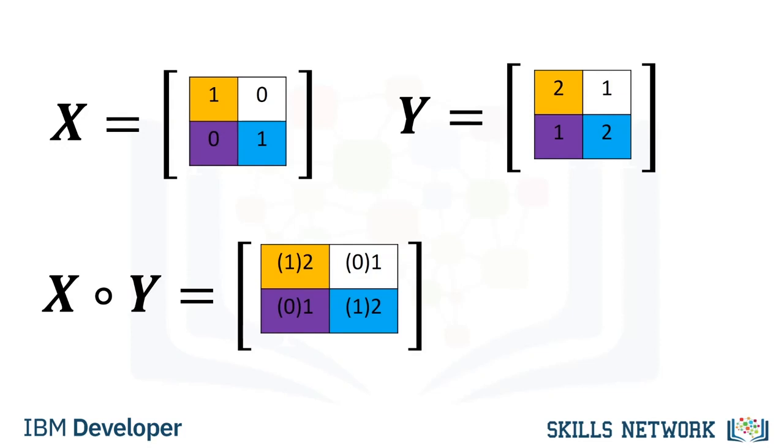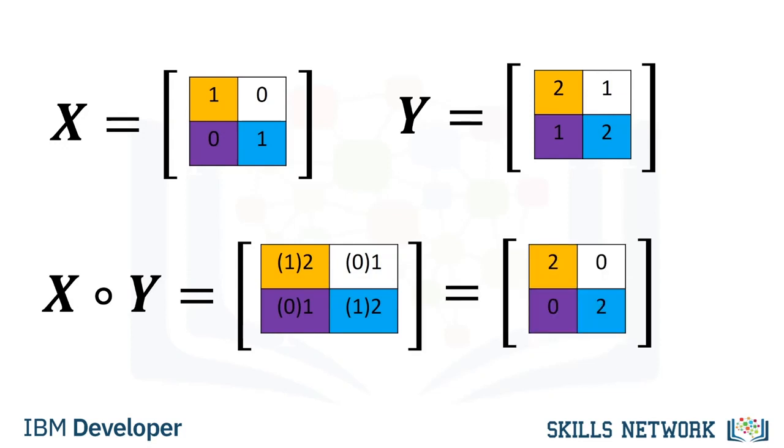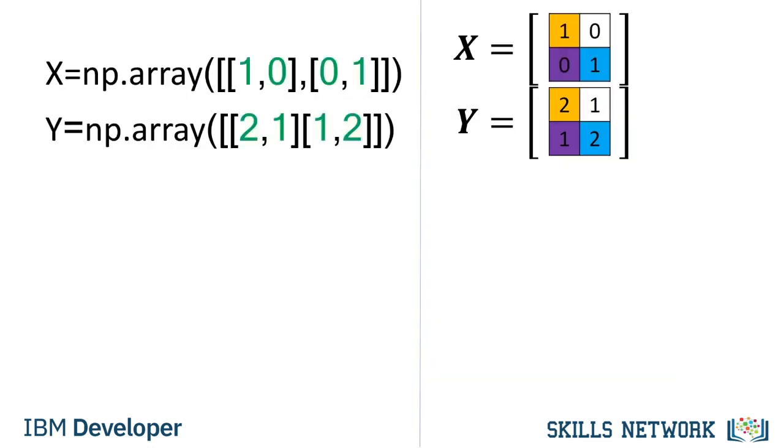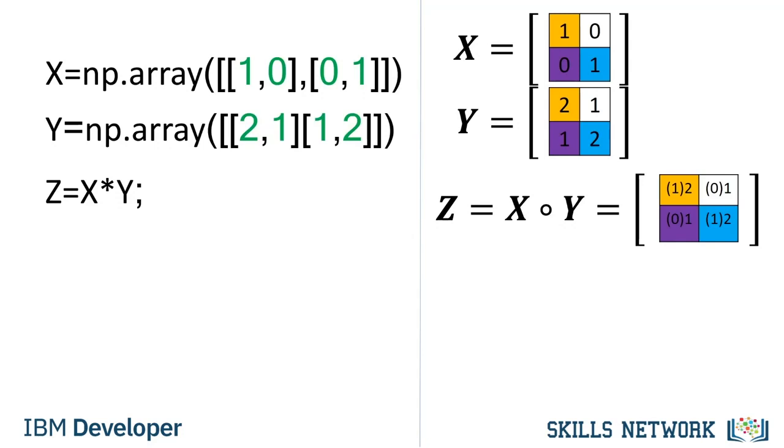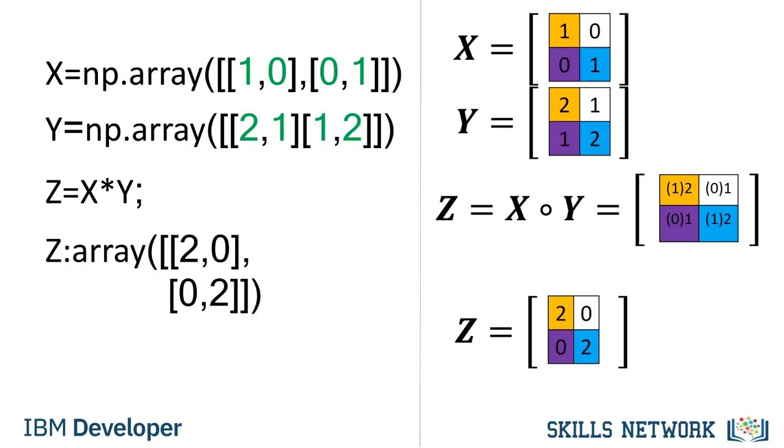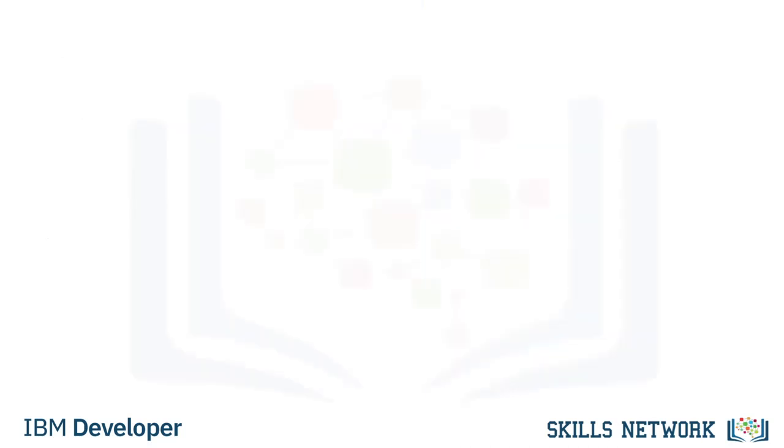The result is a new matrix that is the same size as matrix Y or X. Each element in this new matrix is the product of the corresponding elements in X and Y. Consider the arrays X and Y. We can find the product of two arrays X and Y in one line and assign it to the variable Z as follows. The result is identical to Hadamard product. We can also perform matrix multiplication with NumPy arrays.